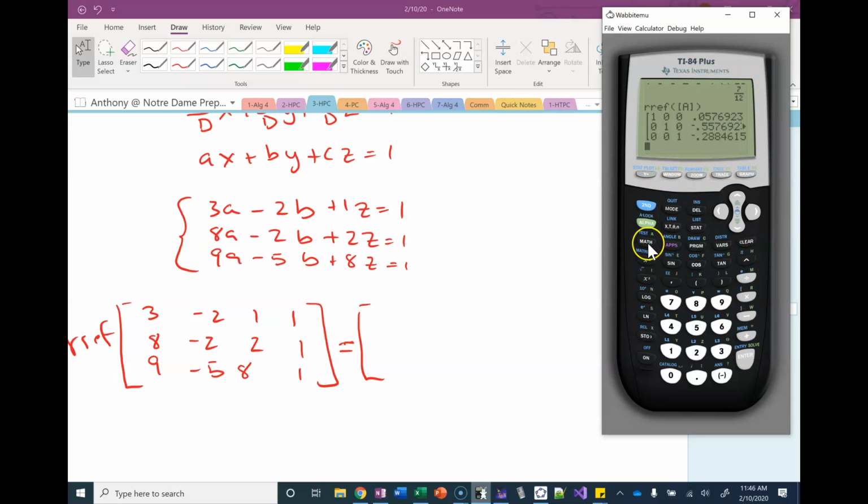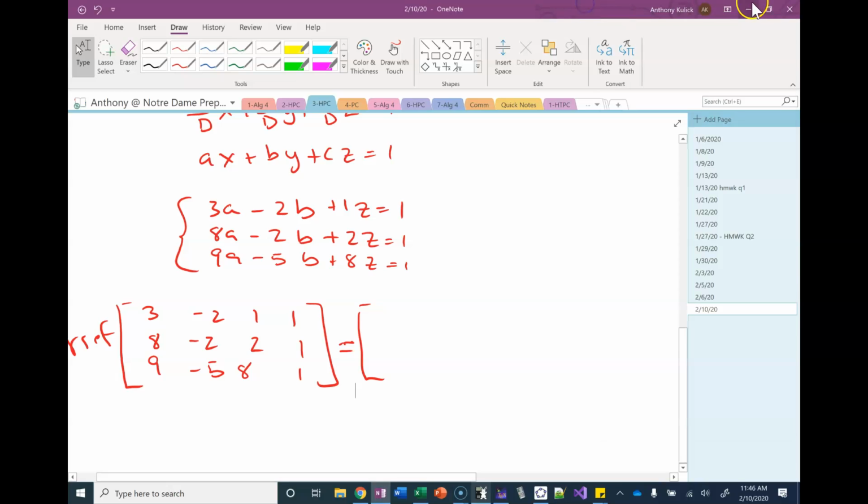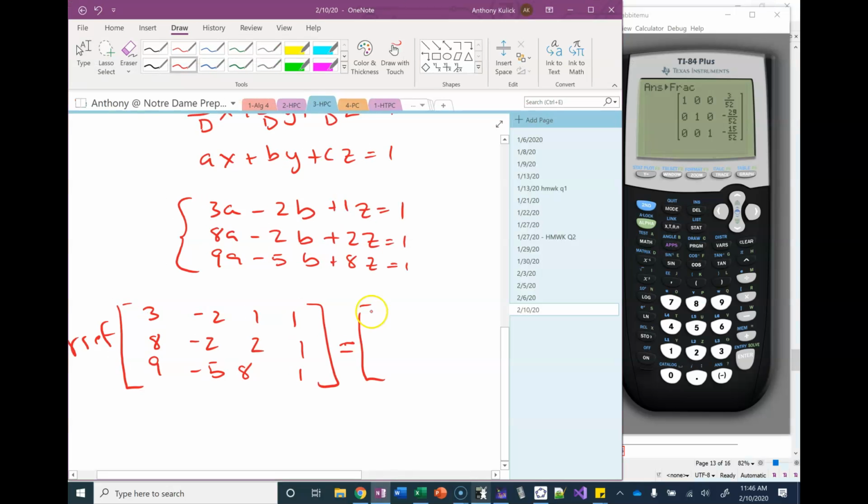So I spit this out and it gets me some pretty crummy looking decimals. I don't really want a decimal here. I really kind of need a fraction. So I'm going to go into the Math menu and choose the fraction command. And that'll convert those decimals into fractions.